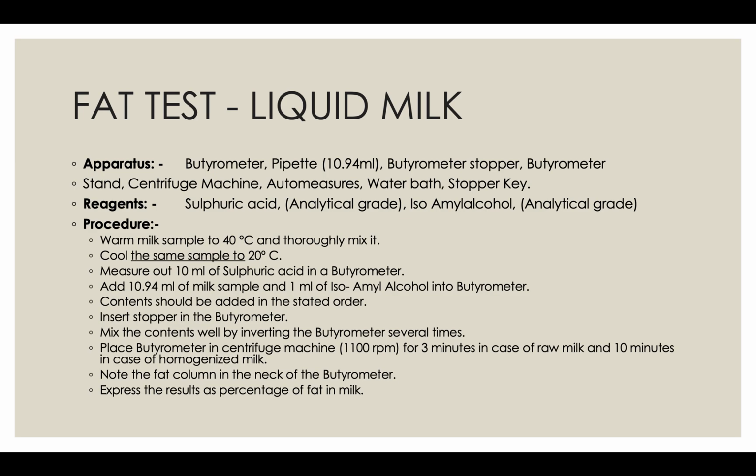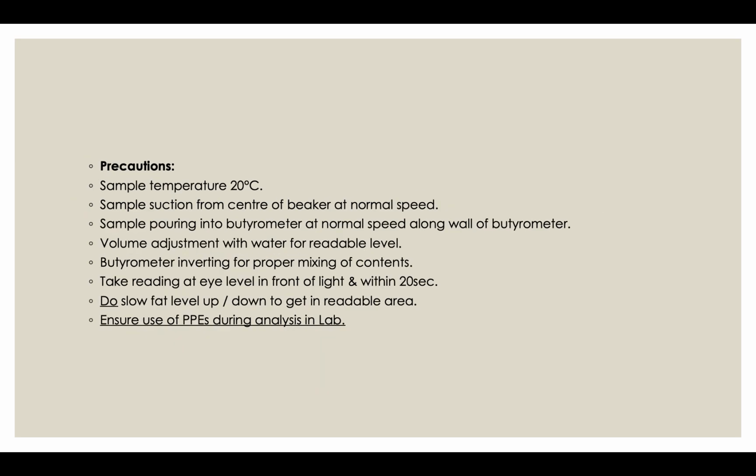Insert the stopper in the butyrometer. Mix the content well by inverting the butyrometer several times. Place the butyrometer in a centrifuge machine set at 1100 rpm for 3 minutes in case of raw milk and 10 minutes in case of homogenized milk. Note the fat column in the neck of the butyrometer and express the results as percentage of fat in the milk.